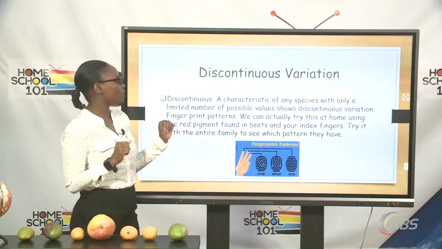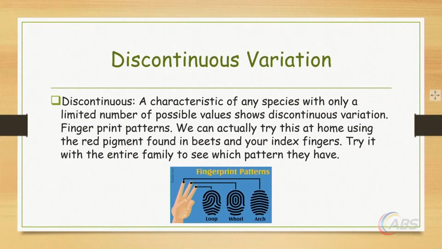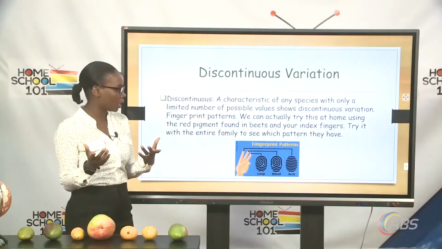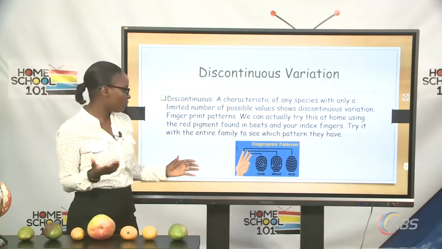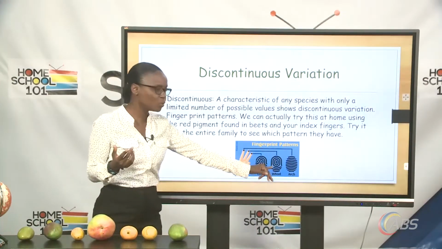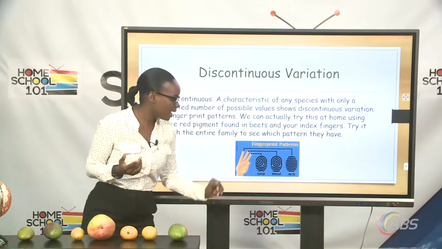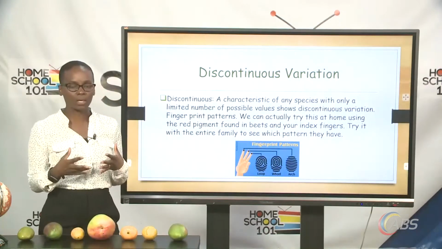So discontinuous variation is a characteristic of any species with only a limited number of possibilities or values, and this is what it shows. Now, as I said, I use the fingerprinting activity. We can actually try this at home using the red pigment found in beets, and you can use your index finger. Try it with the entire family to see which pattern you have. Do you have the loop? Do you have the whirl? Or do you have the arc? And there's actually another one called the compound.